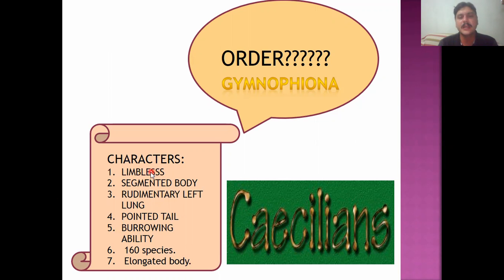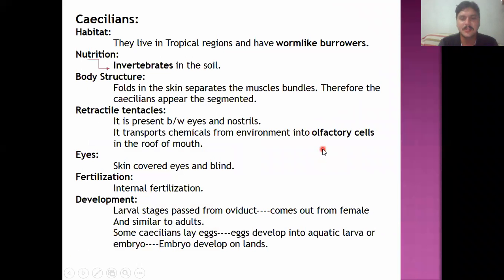So the first character, they are limbless. The body is segmented. The segments are present in the body just like the earthworm body. They have a rudimentary left lung, that is, a reduced kind of lung, a pointed tail, and burrowing activity. There are almost 160 species in biodiversity, and the body is elongated. So this is something about Gymnophiona, not the totally about the Gymnophions.